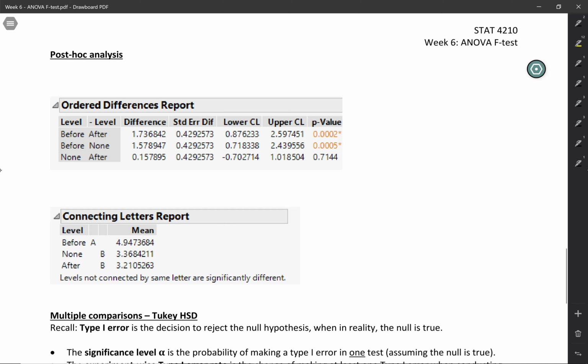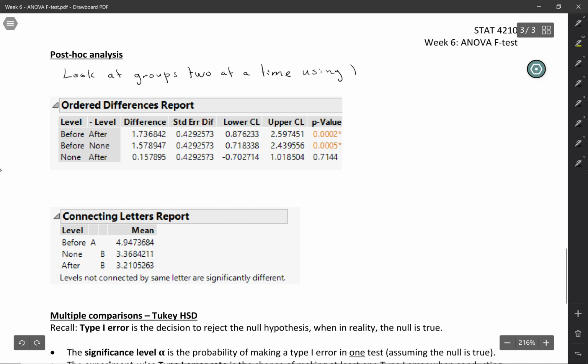This is called a post hoc analysis, but really that's just a pretentious way to say that it's done after the main analysis. And the way that we're going to do this is that we're going to look at the groups two at a time. The benefit of looking at them two at a time is that everything that we learned about t-tests works again, right? Because t-tests are appropriate for comparing two groups. When we wanted to compare three groups, before, after, and none, we had to use an F-test. But now as a follow-up, we can use t-tests to look at the groups two at a time.